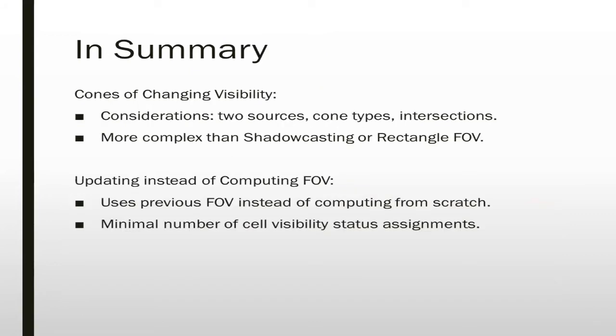So in summary, we are now dealing with cones of changing visibility. There are many more conceptual complexities. We now have two field of vision sources. We must consider cone types and cone intersections. However, we are now using a previous FOV instead of computing from scratch, which minimizes the number of cell visibility status assignments, both because we are reusing the previous grid and therefore only need to change the cells that have changed, and also because we no longer need to reset the grid to default values.